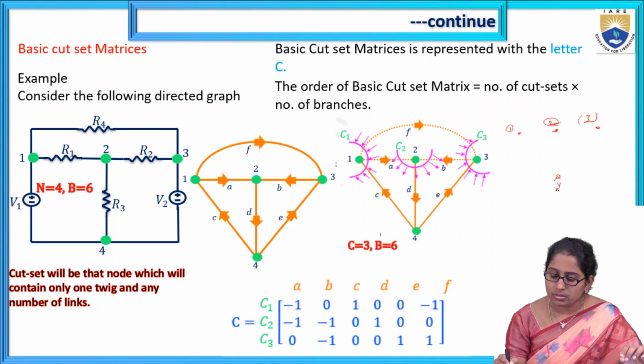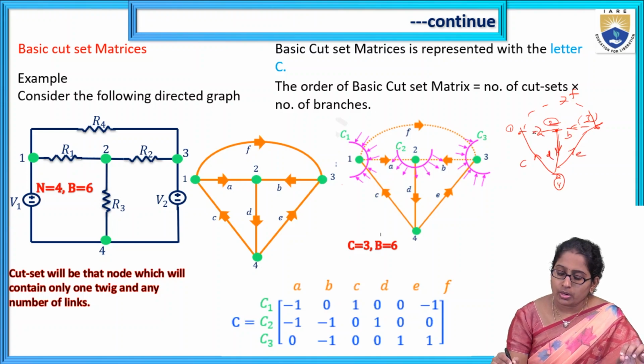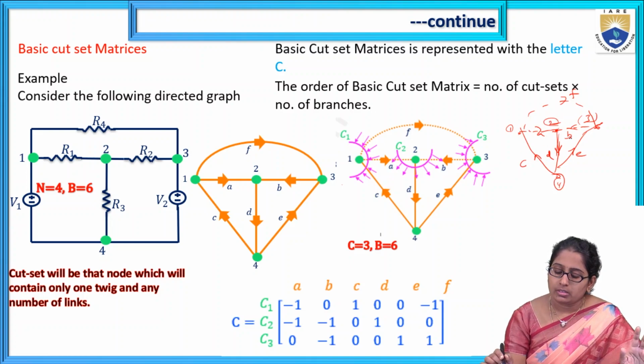These are nodes, these are the branches, this is a tree, right? So this is F, A, B, D, E. So cut set. This is the tree we have. So I can draw one cut set here.